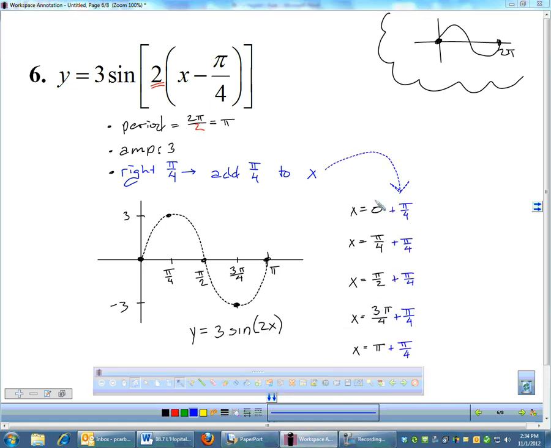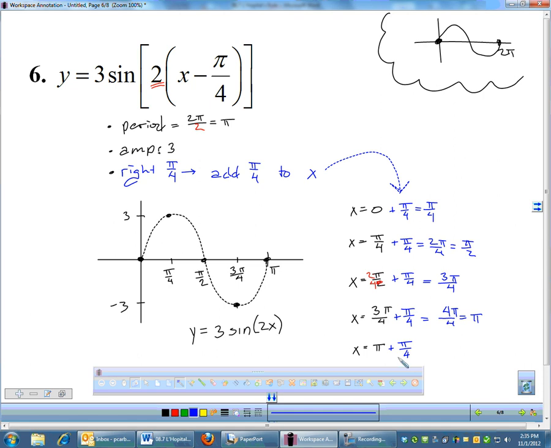Alright, so here I've labeled all my x coordinates: 0, pi over 4, pi over 2, 3 pi over 4, and pi. I'm going to add pi over 4 to all those. So 0 plus pi over 4 is pi over 4. Pi over 4 plus pi over 4 is 2 pi over 4, which reduces to pi over 2. Pi over 2 plus pi over 4, get a common denominator. 1 over 2 is the same thing as 2 over 4. So 2 pi plus 1 pi is 3 pi. Denominator stays over 4. 3 pi plus 1 pi is 4 pi over 4, which is just pi.